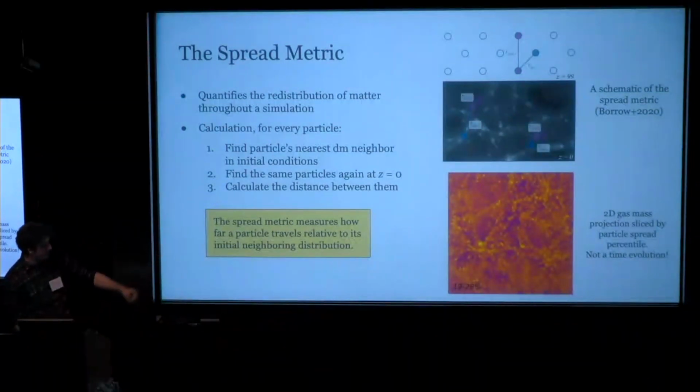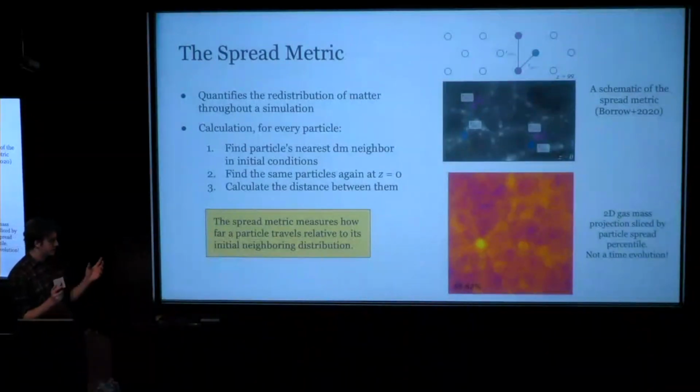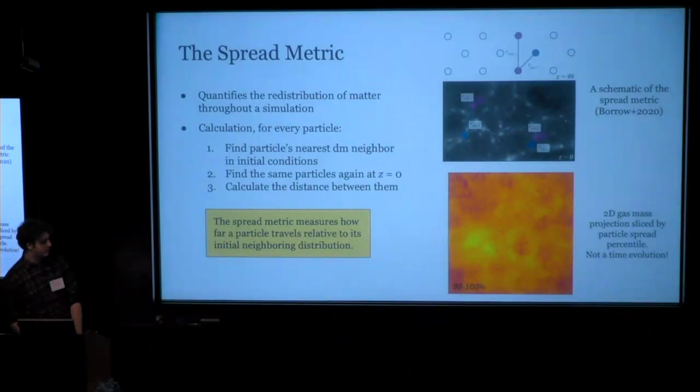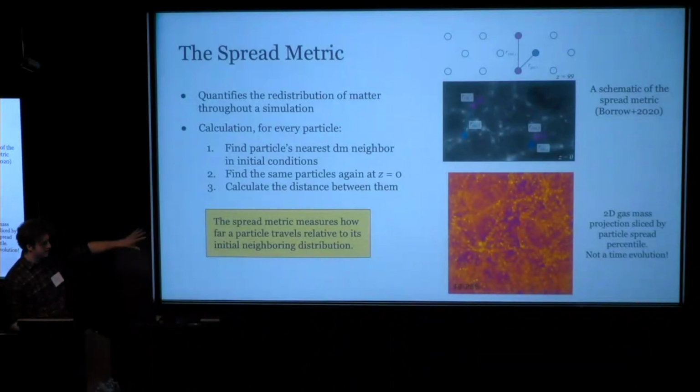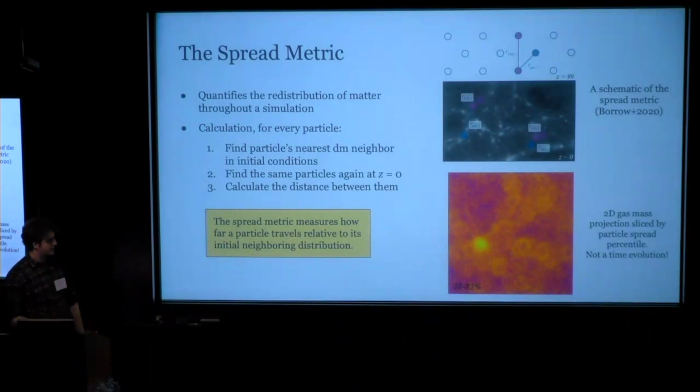This GIF in the bottom right here is not a time evolution, but rather each frame is plotting gas particles that have spread further and further. The first frame would be the 10% of particles that have spread the least. They're deep inside halos and filaments. And the last frame is the 10% of particles that have spread the most, which are blown out from the halos and filaments.